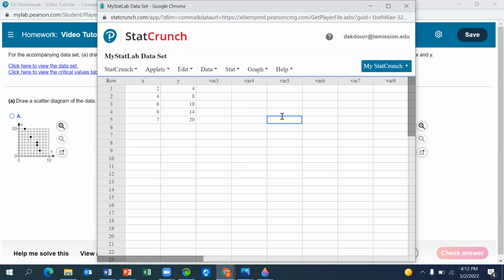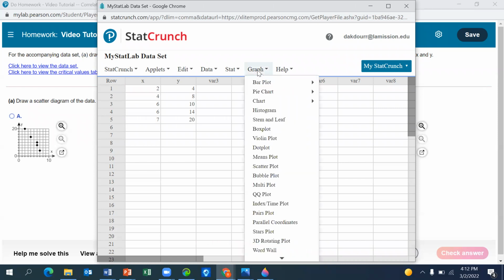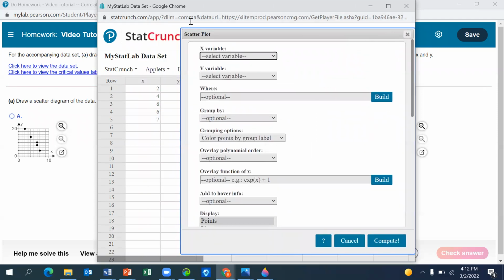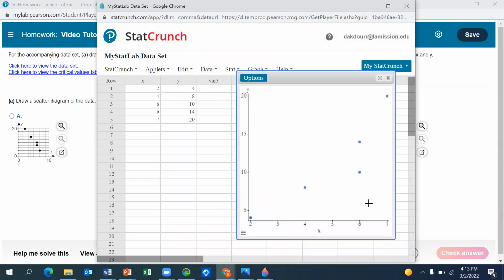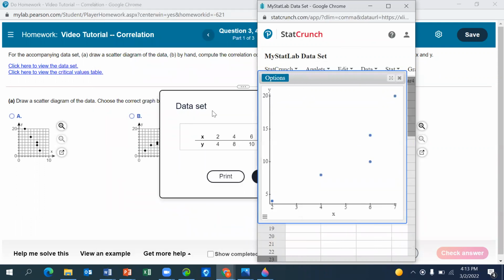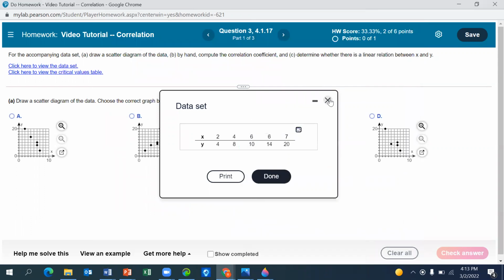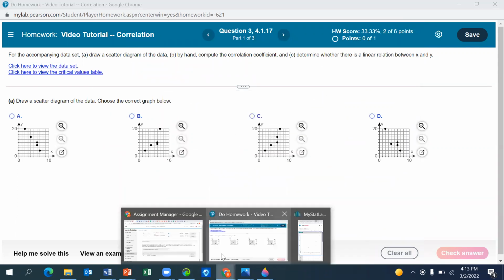Now we need to find the graph, the scatter plot, and there it is, scatter plot. Click on that. Now remember, X is in here, it must be X right here, and Y. X is the explanatory variable, and Y would be your response variable. And you click on compute, and here it is. Now the key here is to recognize which one is the right answer. A lot of times they put two that are the same. So let's remove this so we can examine the graph.